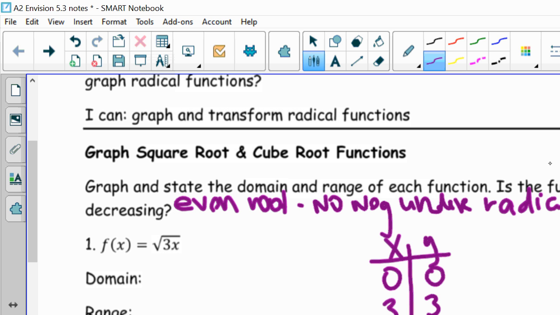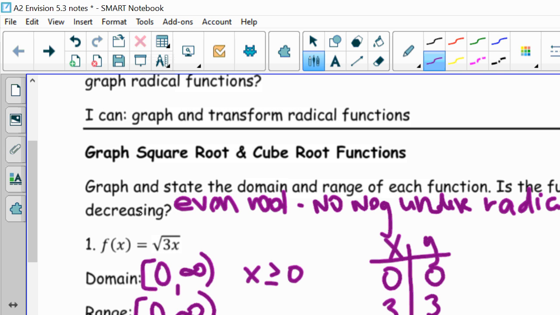My domain, these are my x's. Remember, I cannot have any negatives underneath my radical. So in interval notation, I would say bracket 0 to infinity, or x greater than or equal to 0. My range, my y values: my smallest y value is 0. So my range is 0 to infinity, or y greater than or equal to 0.